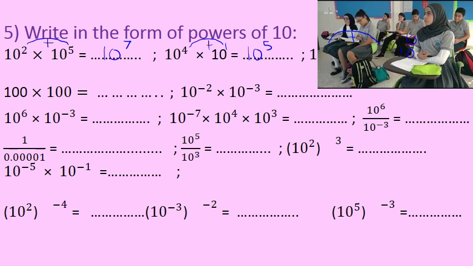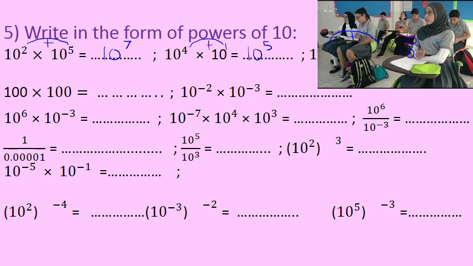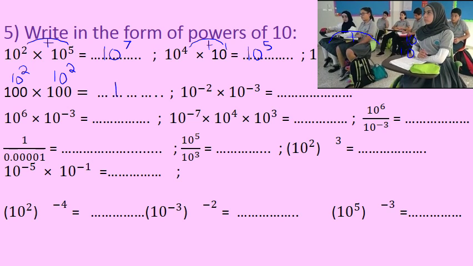Now we have 100 times 100, Ali. What is 100 as a power of 10? So 100 is 10 to the power 2. What's the other 100? Yes, so we have 10 exponent 2 times 10 exponent 2. So it is 10 exponent 4. We add 2 plus 2.